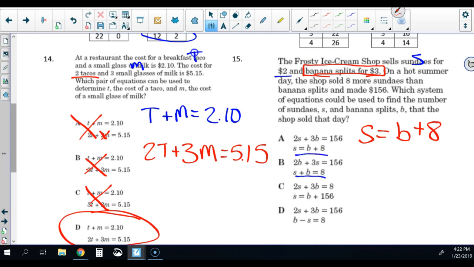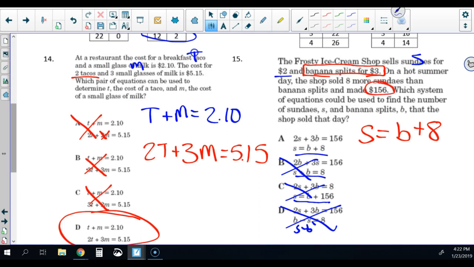S plus B equals 8. That's not right. S equals B plus 156. That's not right. B minus S equals 8. Well, if there's 8 more sundaes, actually S minus B could be right, but B minus S, I already know what my answer is going to be. But just to double check, we're going to go on and work the rest of the problem.